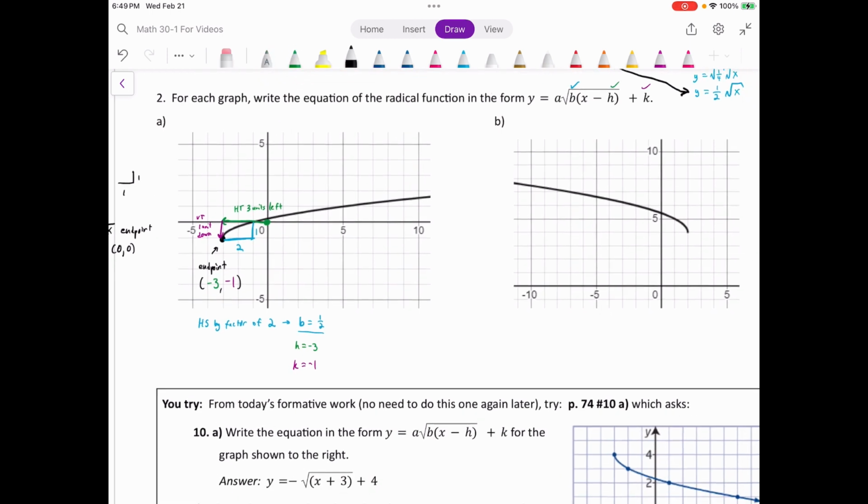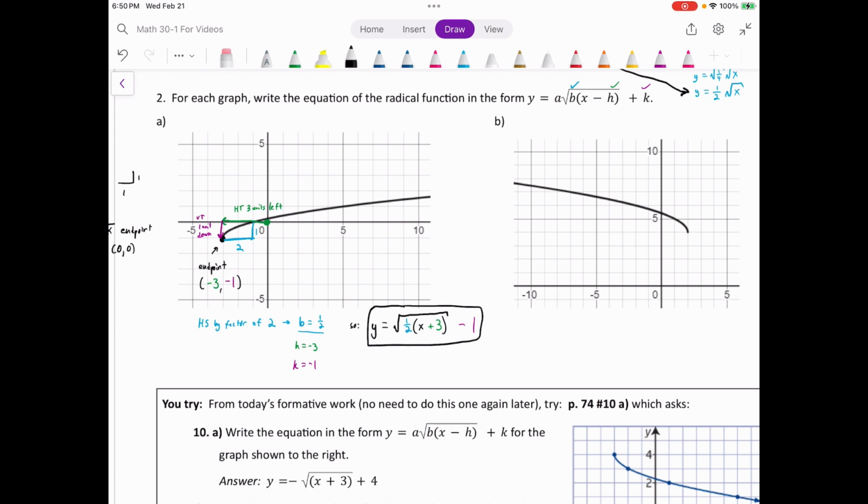So the equation is going to be y equals, we're going to let a just be 1, so square root of b, now b is 1/2, since the horizontal stretch was by a factor of 2, x minus h. Our h is -3, so x minus negative 3 gives us a plus 3, plus k, but k is negative 1. So plus negative 1 is just minus 1. And there we go. That's the equation for that radical function, right?